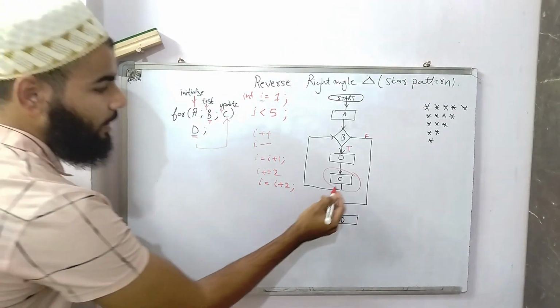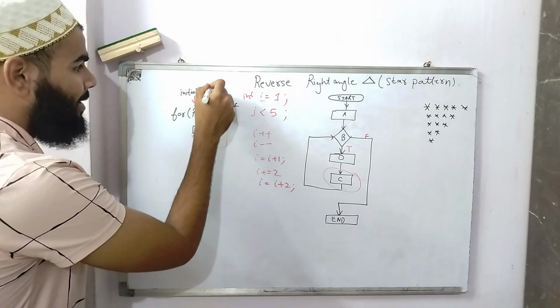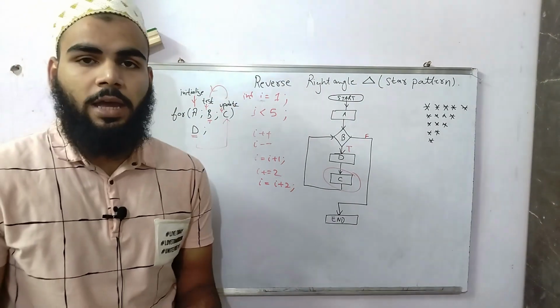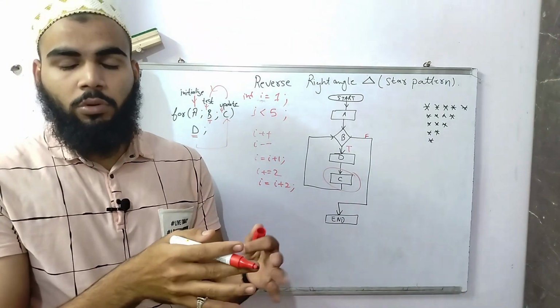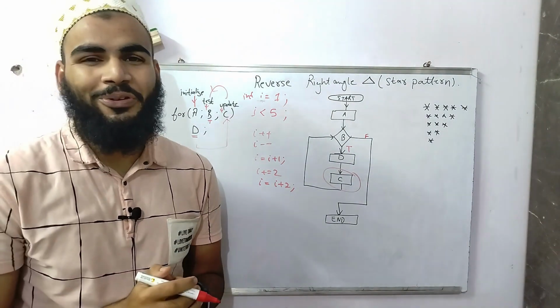And after updating, it will again go to B. Now what is B? B is nothing but checking. Let's say i was 1 earlier, it becomes 2. And after 2, it will again check. So that's how the for loop works.